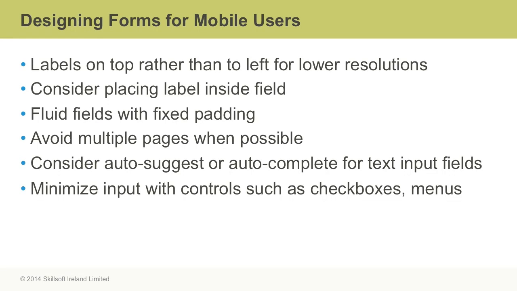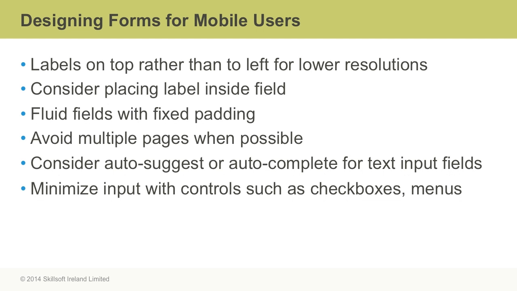When designing forms for mobile users, labels should be placed on top of the field by default. To save space, you may also consider putting the label inside the field, as long as it is clearly a label. Generally, fields should be set at 100% of the width of the screen, and multiple pages should be avoided whenever possible. One exception is checkout processes.